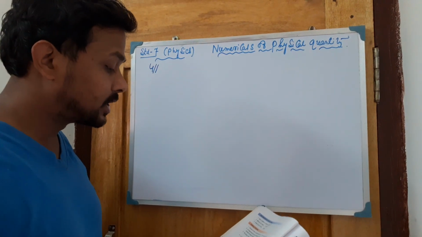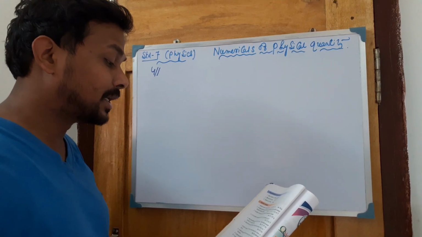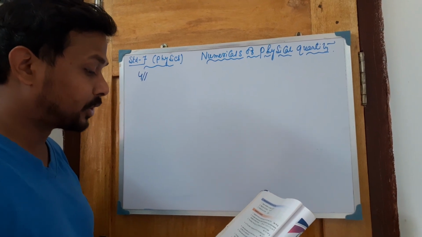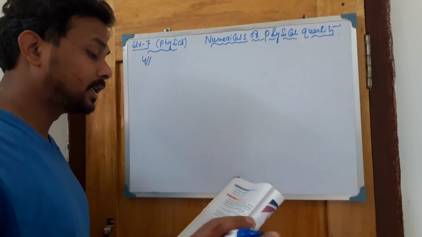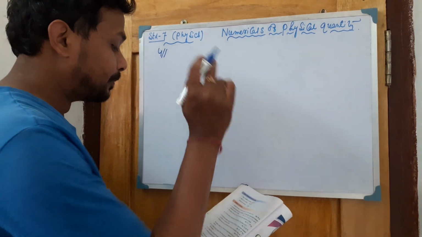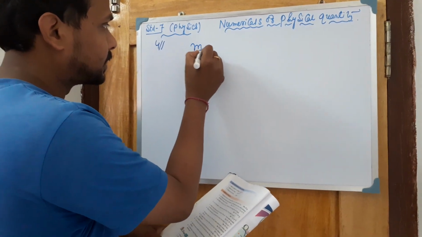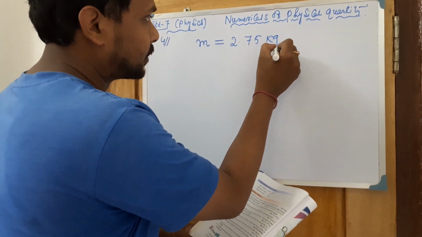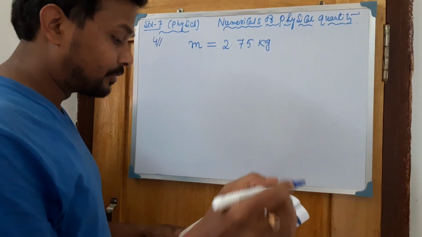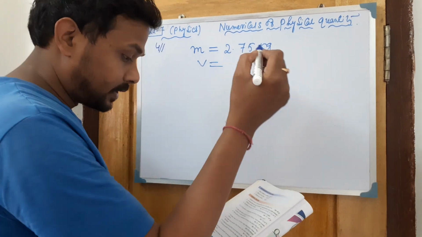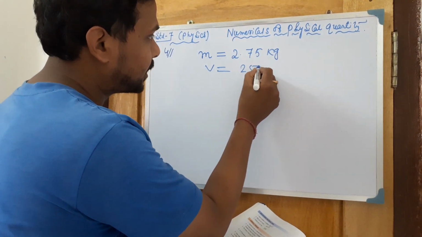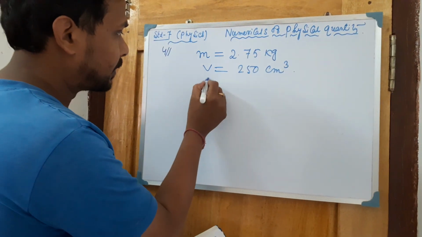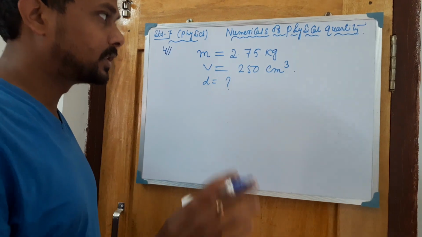If you have the book, you can see from there that a 2.75 kg sample of substance occupies the volume of 250.0 centimeter cube. Find the density in gram per centimeter cube. Now here the question is given that mass is equal to 2.75 kg, and the volume is equal to 250 centimeter cube. 250.0 means only 250. You have to calculate the density of that one. Okay, this is the question.